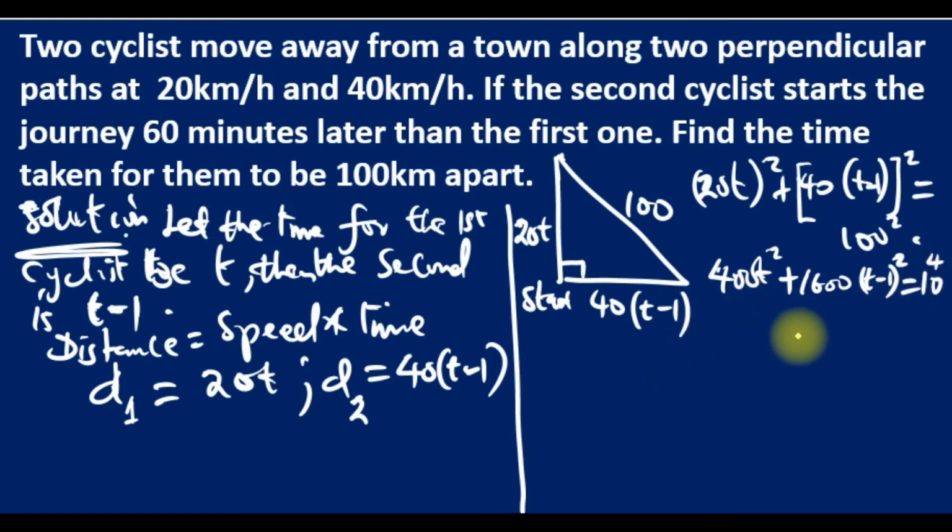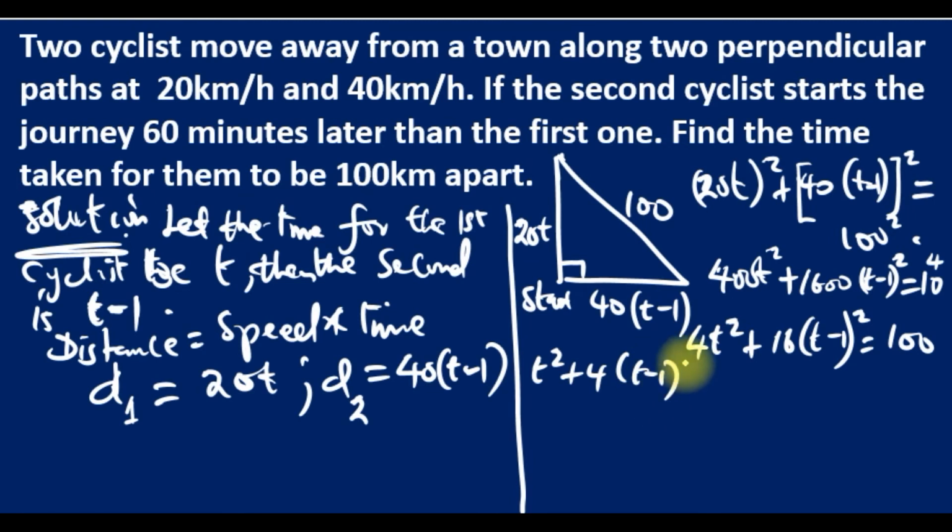So dividing both sides by 100, because I can see they have a common term 100, I have 4t squared plus 16 times t minus 1 squared equal to 100. Again, it seems something can still go. We can divide by 4. So dividing both sides by 4, I have t squared plus 4 times t minus 1 squared equal to 25. So I divided both sides by 4 after I had divided by 100.